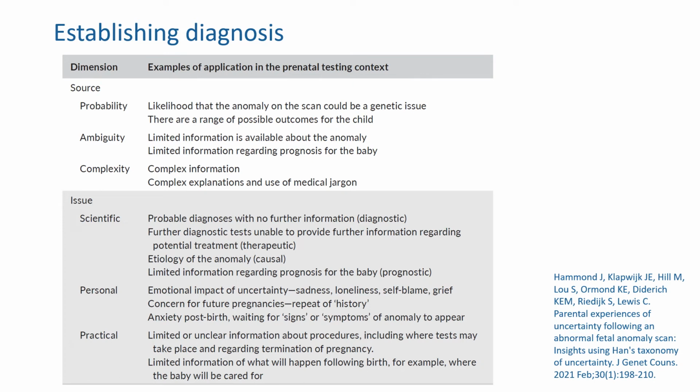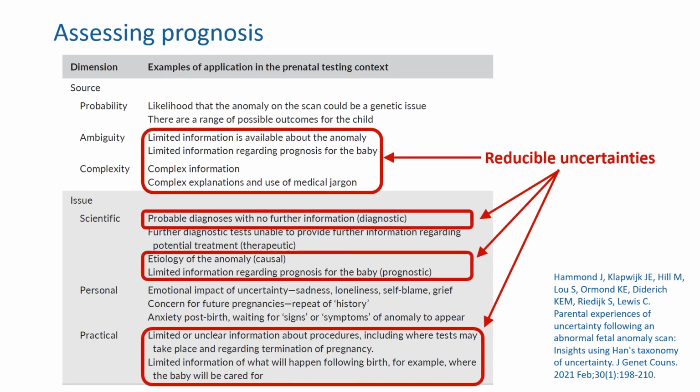Here's another effort by investigators to establish the diagnosis of uncertainties in clinical genomics. Here the focus is on parental uncertainty in response to an abnormal prenatal scan for fetal anomalies. These investigators broke down the existing uncertainties by both source and issue. A further step that might have been undertaken is to assess the prognosis of the specific uncertainties that are identified. For example, some of these uncertainties are reducible, at least in principle, through the acquisition of further information.